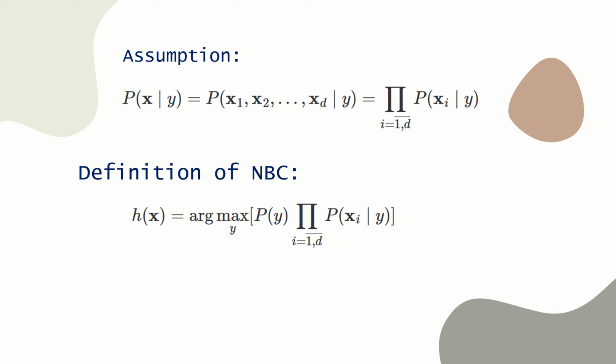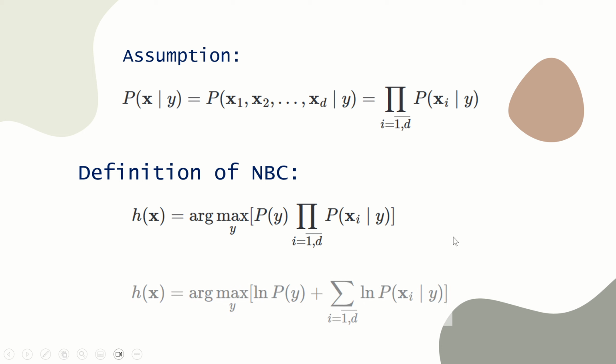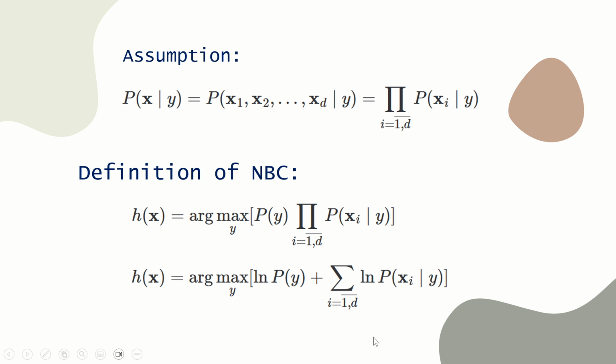Substitute this assumption into our Bayes optimal classifier, and we have the definition of naive Bayes classifier like this. And with the eyes of computer scientists, we often write it like this, using the log function to make the actual computation simpler.